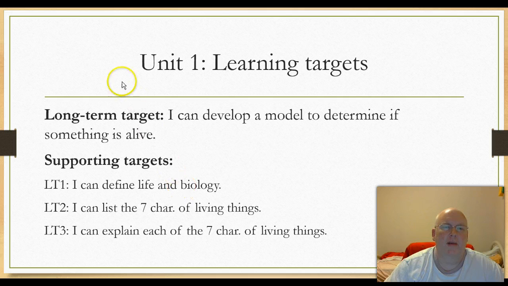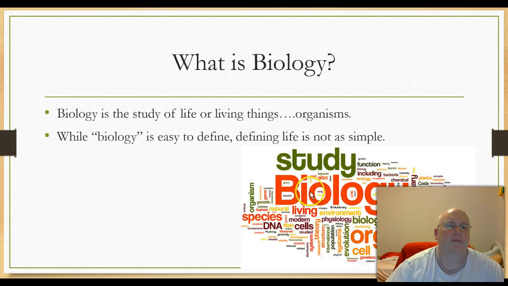So to support that big target, we got 3 supporting targets. I can define life in biology. I can list the 7 characteristics of life, of living things, and I can explain each of the 7 characteristics of living things. So some pretty simple learning targets for our first unit.